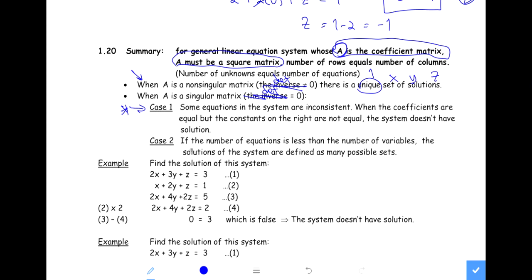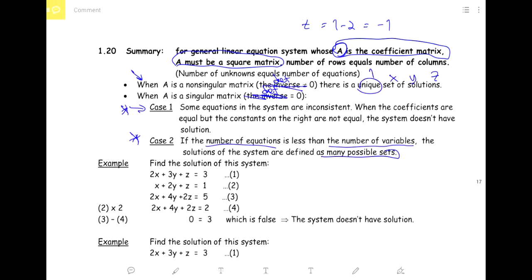Case number two is when the number of equations is less than the number of variables. Then we will have many possible sets of solutions. I'll show you in one of my examples. So you have to be careful about case one and case two, where we cannot solve it by the theory or concept that we know.